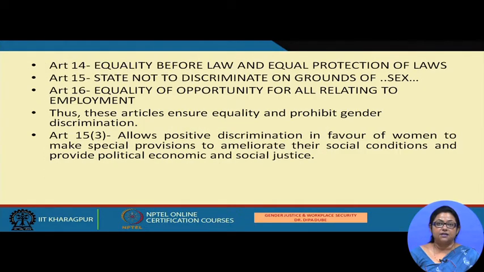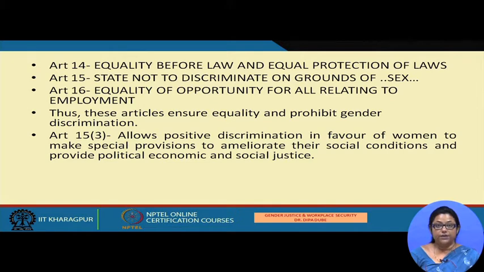Now, these are some of the basic rights which are there. There are others that we are coming to later. To start with Article 14. Article 14 lays down equality before law and equal protection of the laws. It lays down that the state shall not deny to any person equality of law and equal protection of the laws.